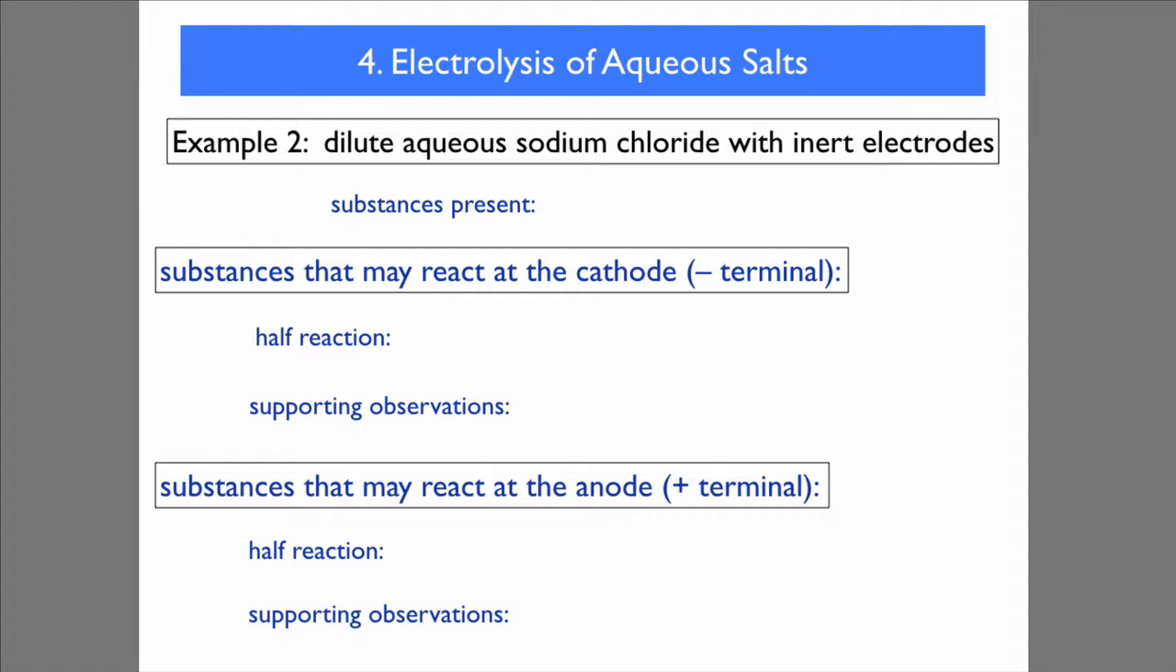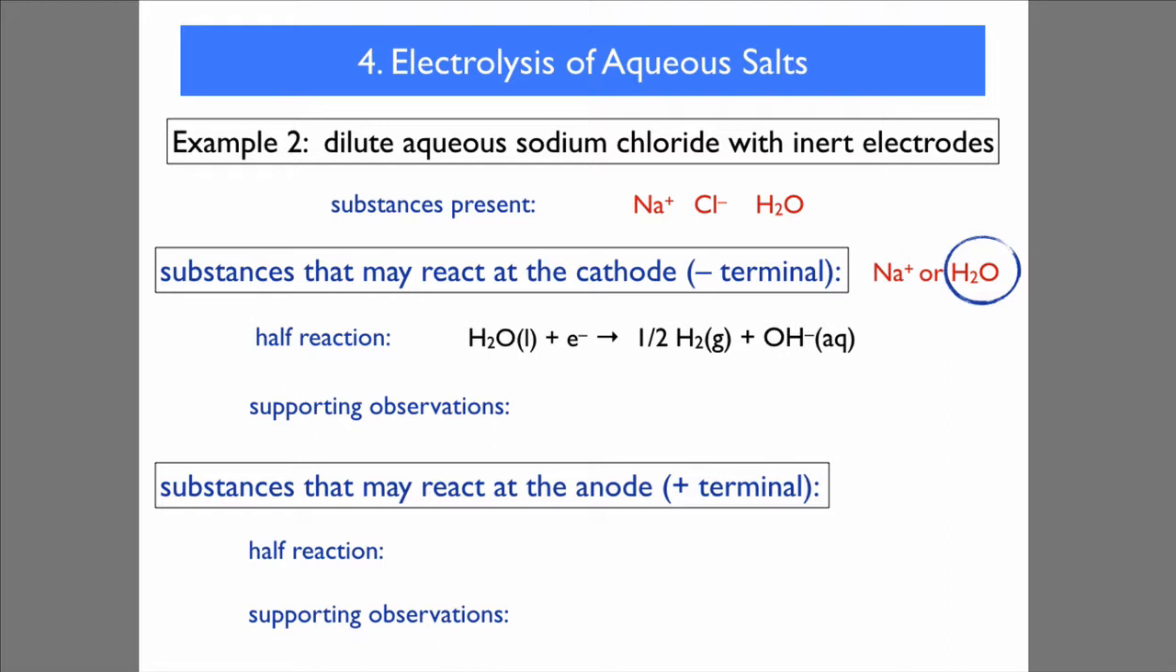What about if we have dilute aqueous sodium chloride with inert electrodes? Substances present: we've got sodium ions, chloride ions, and water. Keep that table handy. We can think which substance may react at the cathode. Well, it's going to be sodium or water. Which one will it be? Well, it's going to be the water, isn't it? And so water reacts to give hydrogen gas and the hydroxide ion, and obviously bubbles of gas, and indicator will turn blue.